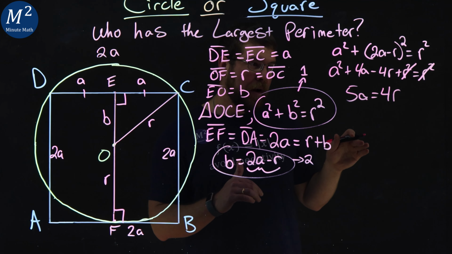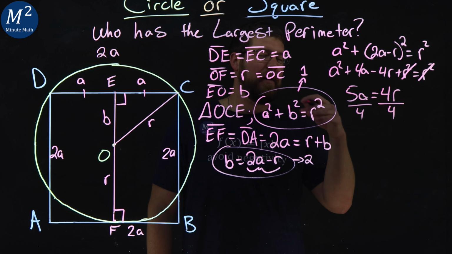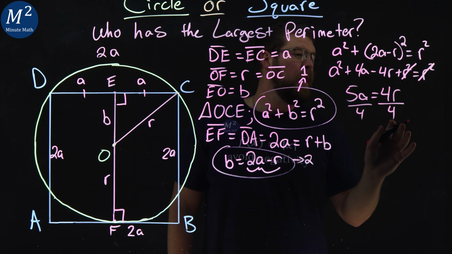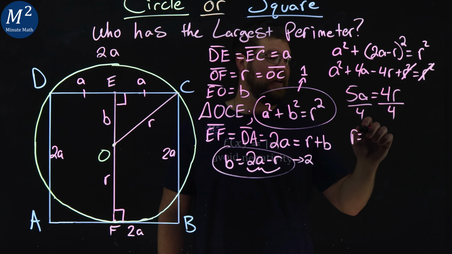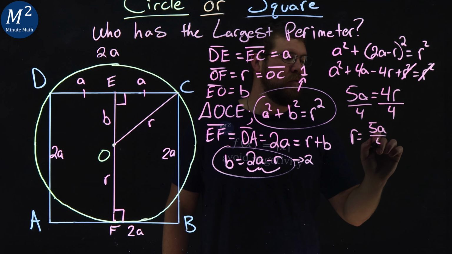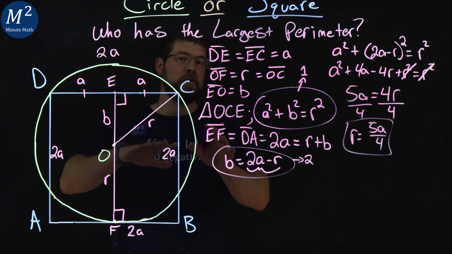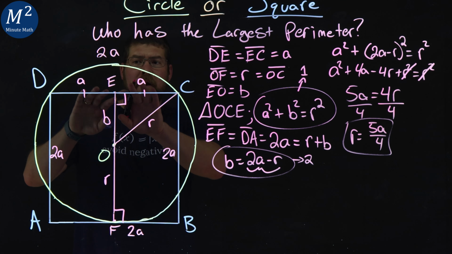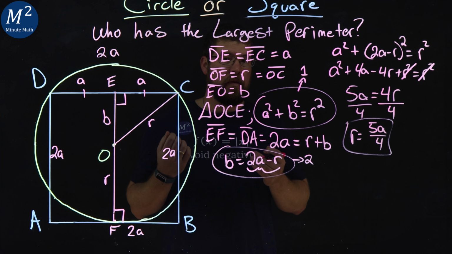If I want to get r by itself first, I'm going to divide both sides by 4a, but you can always get a by itself too, to be honest. And r in terms of a would be 5a over 4. So now we have the radius in terms of the side lengths of our square. Let's go compare the two.